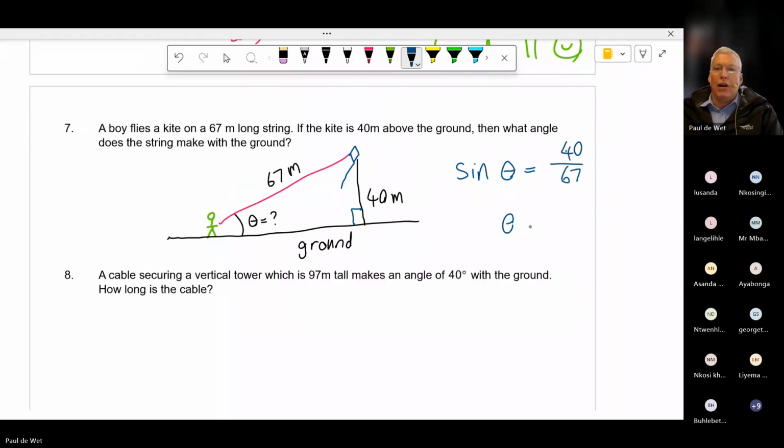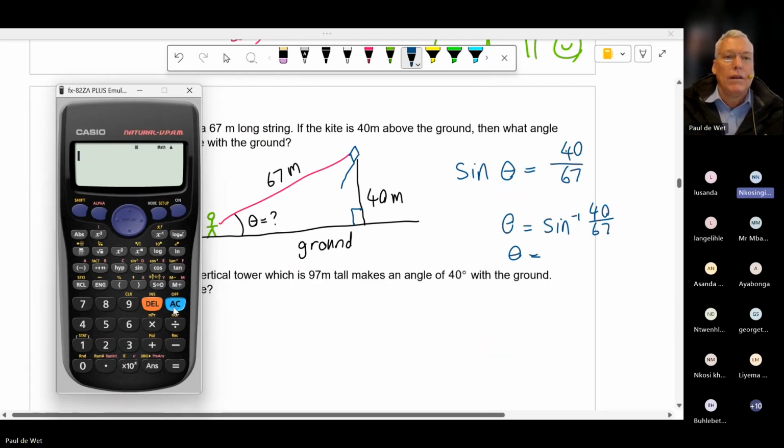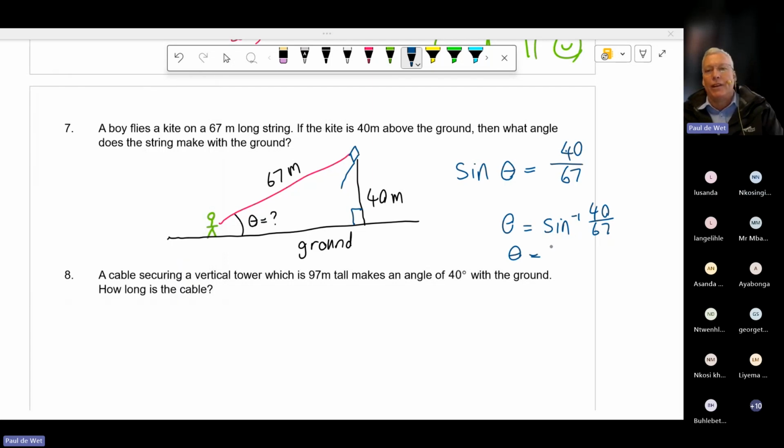Now, can I work out theta? Yes. What button must I use on my calculator? Shift sine, the undo of sine. Let's see, what do I get? It's 36,6. Well done. Shift sine of 40 divided by 67. If we round it to one decimal place, actually 36,7 degrees. Okay, well done.